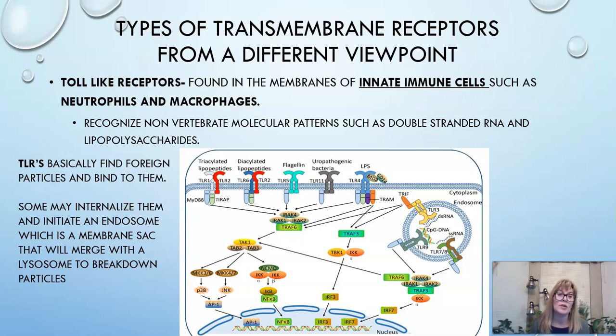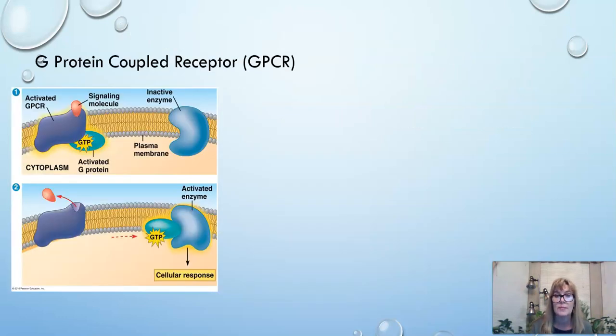So one of the strangest ones is one called a toll-like receptor. It's found in the membranes of innate immune system cells, such as neutrophils and macrophages. They have the ability to recognize non-vertebrate molecular patterns such as double-stranded RNA and lipopolysaccharides that we would not have within our own body. Toll-like receptors, or TLRs, basically find foreign particles and bind to them. So some may internalize the foreign particles and initiate an endosome, which is basically like creating a vesicle. That vesicle will then merge with a lysosome to break down the foreign particles.